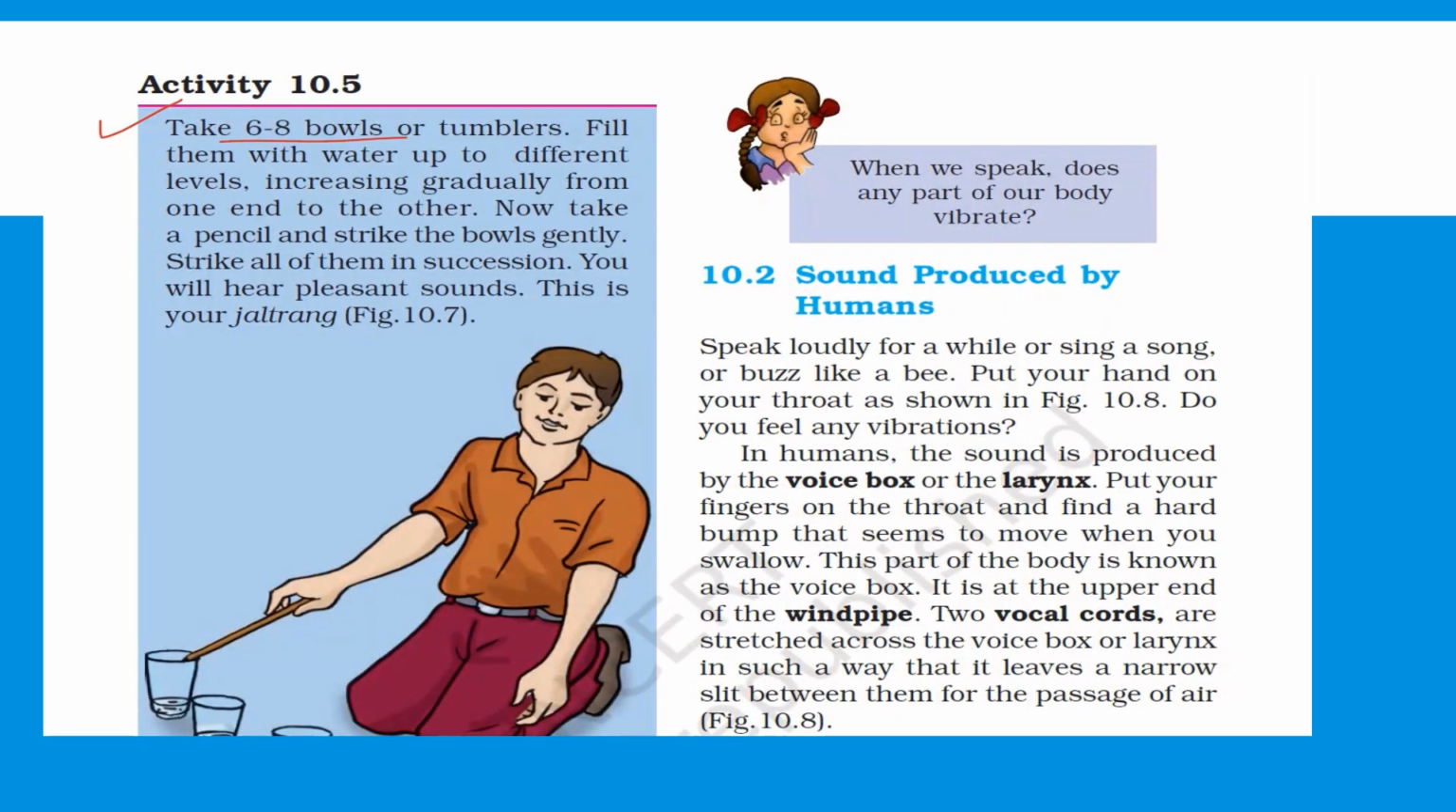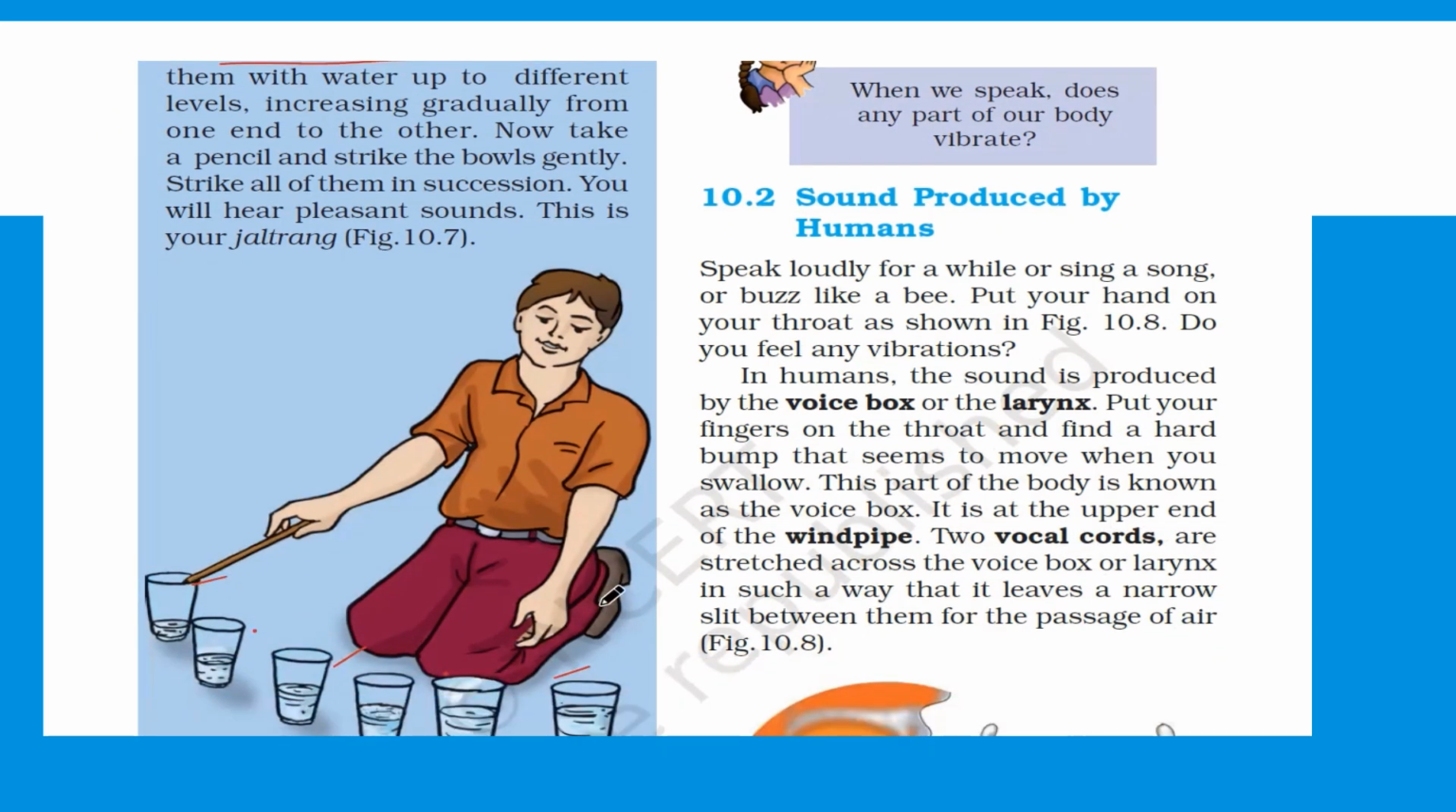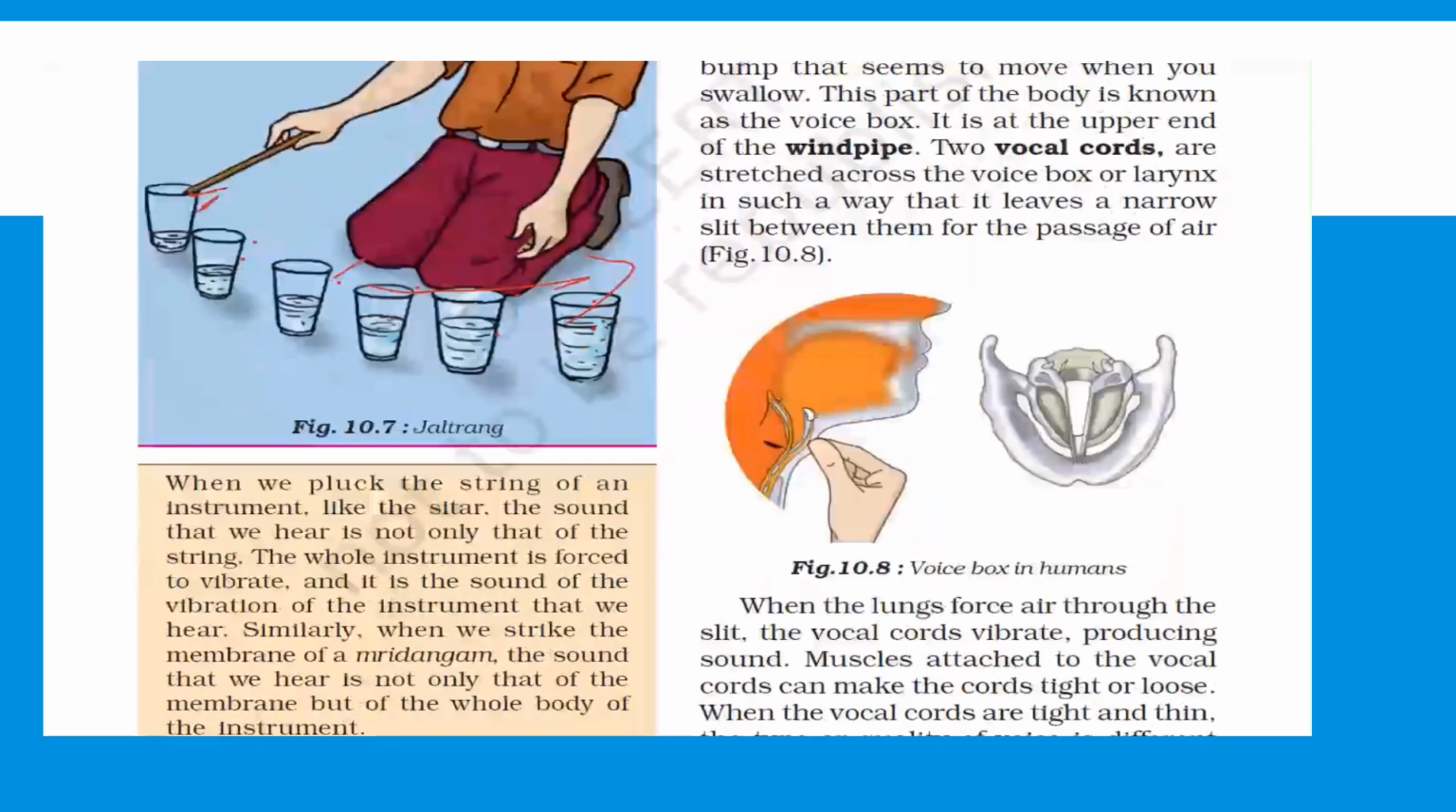Now here, another activity is there. Take 6 to 8 bowls or tumblers, fill them with water. See here, 6 to 8 bowls are taken, they are filled with water, gradually increasing. Now take a pencil and strike them all in succession. Now you will hear a jal tarang, the music going from a very low pitch to high pitch, it will increase.